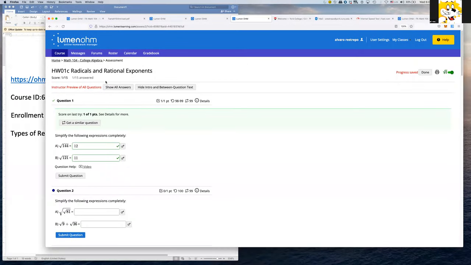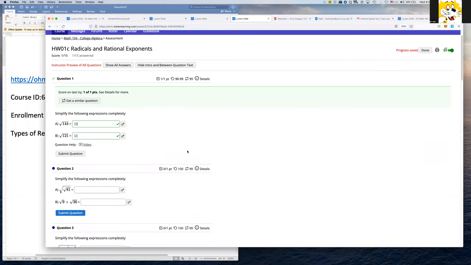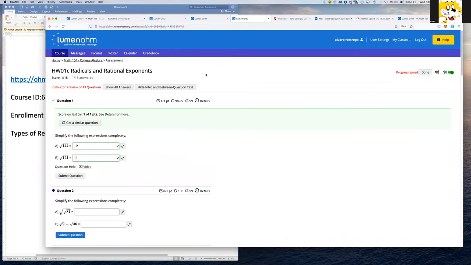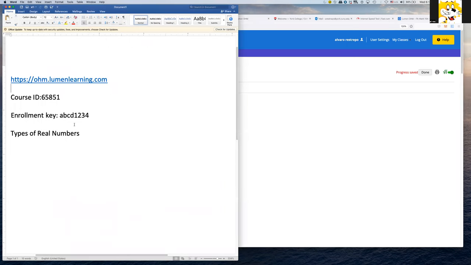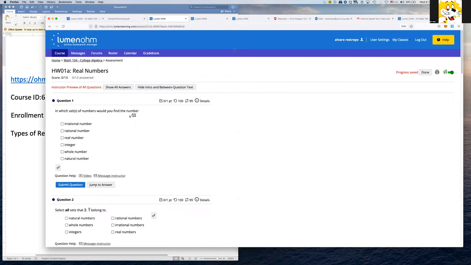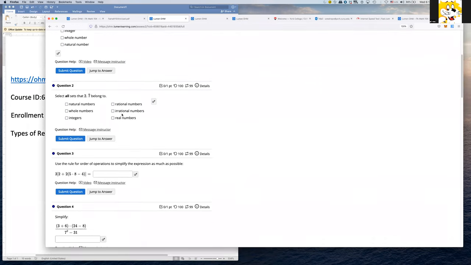So this is our official first class of lecture. Last time we were just providing a little bit of structure as far as the syllabus was concerned, as far as when we're meeting. And now we're showing Lumen Learning. This is how we enroll in Lumen Learning: course ID, enrollment key, the website, and then this is the first homework that will be due.